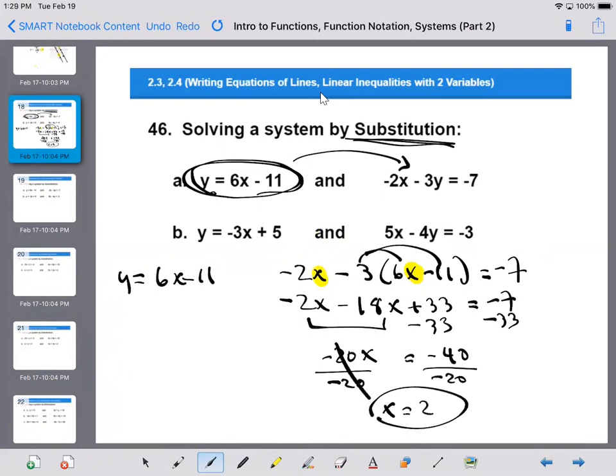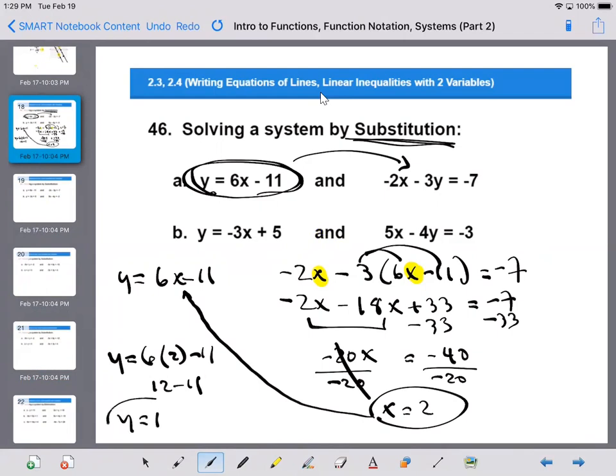Now that I know x is equal to 2, I'm just going to come right over here to that original one because it's solved for y. So 6 times 2 minus 11, that's going to be 12 minus 11, y is equal to 1. So over here, I'm going to put the solution. It is 2, 1. That would be the solution.